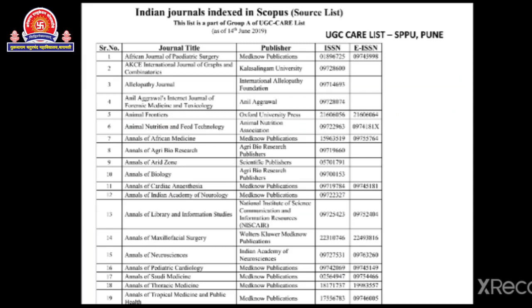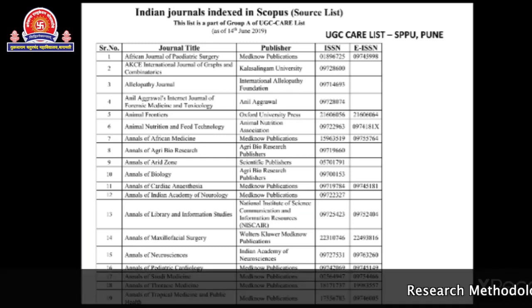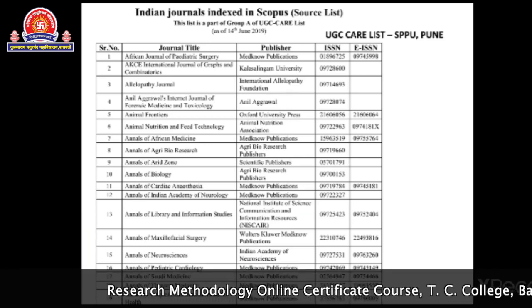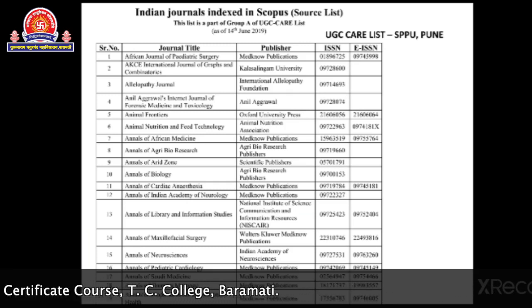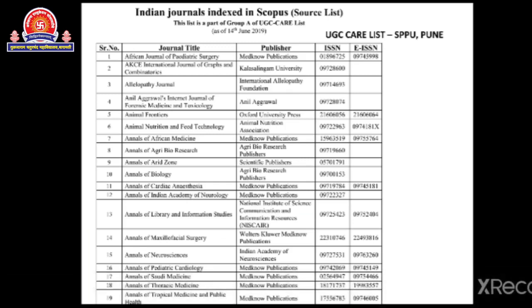Then there are several Indian journals in which you can publish. These journals are listed in Scopus. Of course, there is a separate website for Scopus. If you just type the keyword Scopus in Google, it will take you to the Scopus website, where you can search for journals which are indexed in Scopus along with their impact factor.